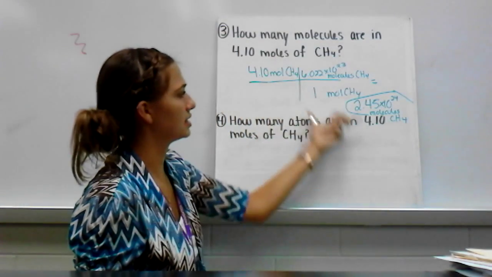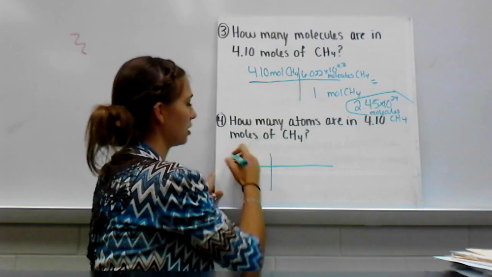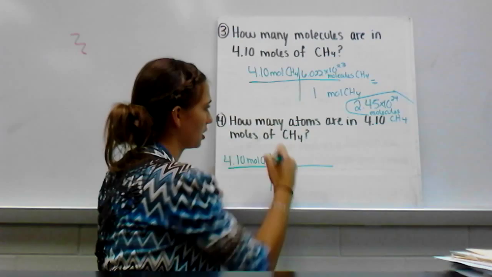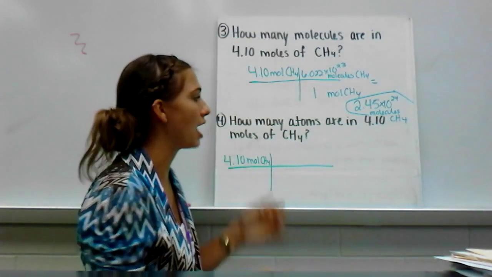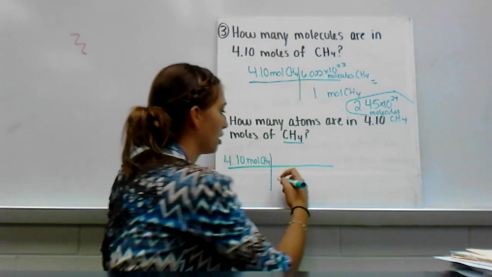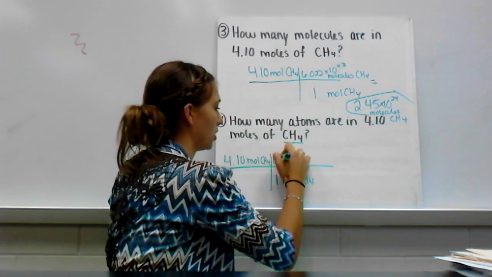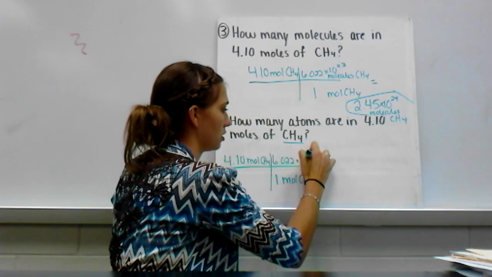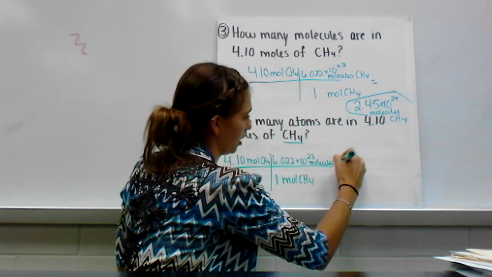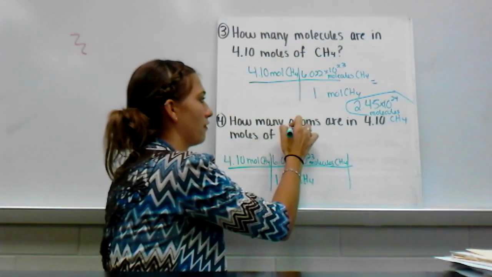Okay, so here it's going to be the same exact setup. I'm starting with 4.10 moles of CH4. Now I have to get out of moles and go to molecules first because CH4 is a molecule. That is going to be my first step here. So I'm going to put 1 mole of CH4 on the bottom and then 6.022 times 10 to the 23rd molecules of CH4. All right, so now I'm in molecules of CH4, but this question is asking me for atoms.